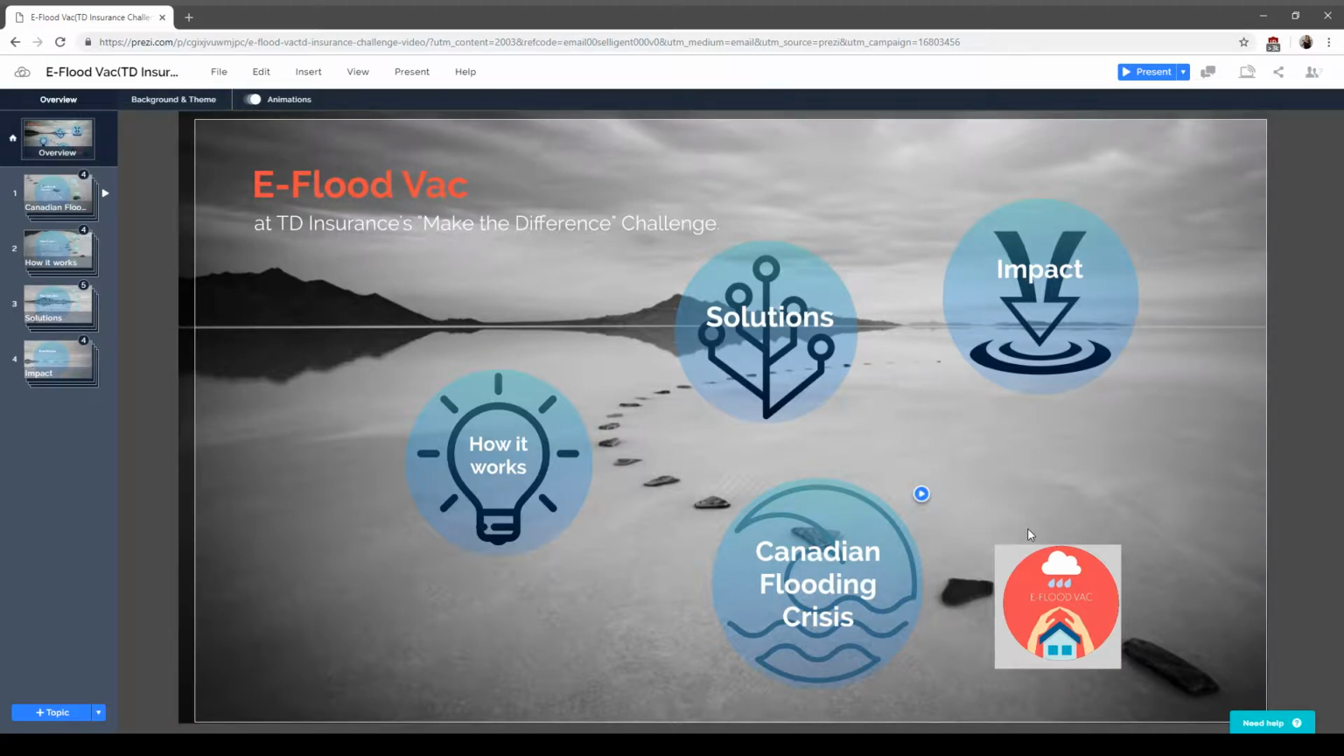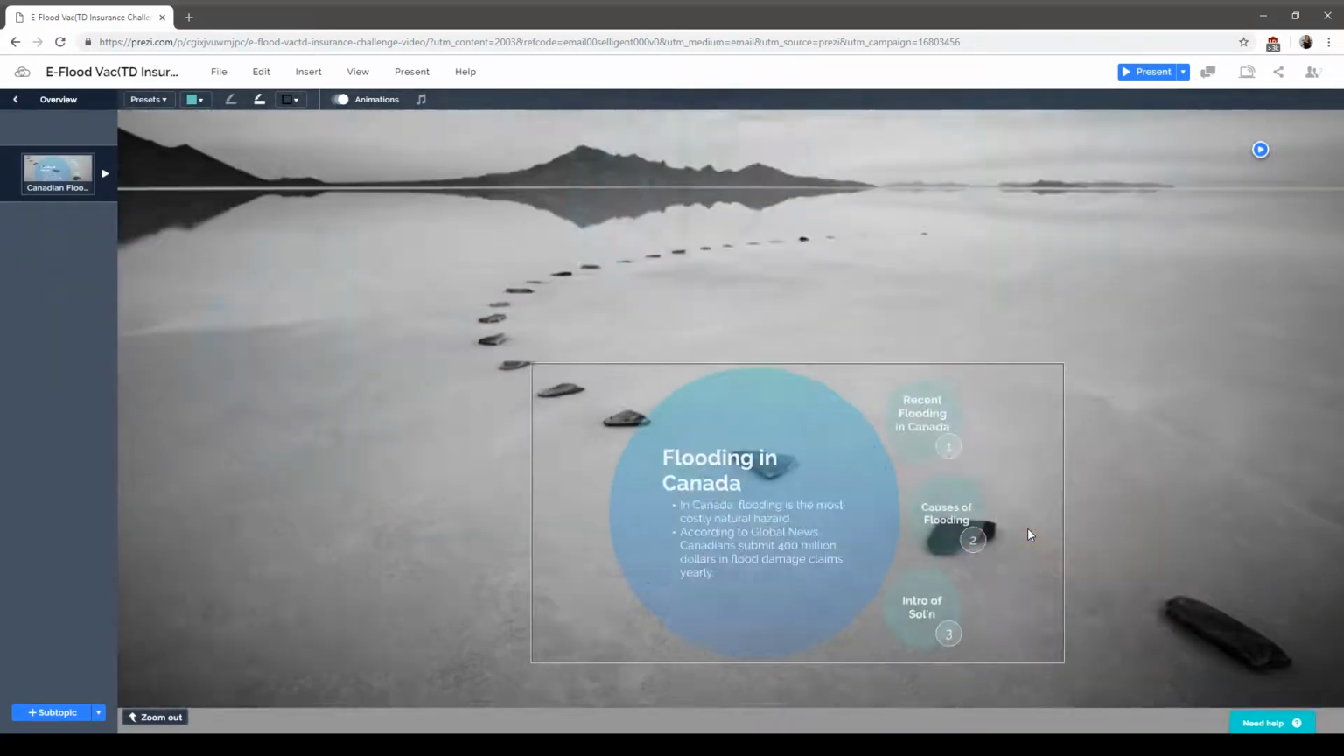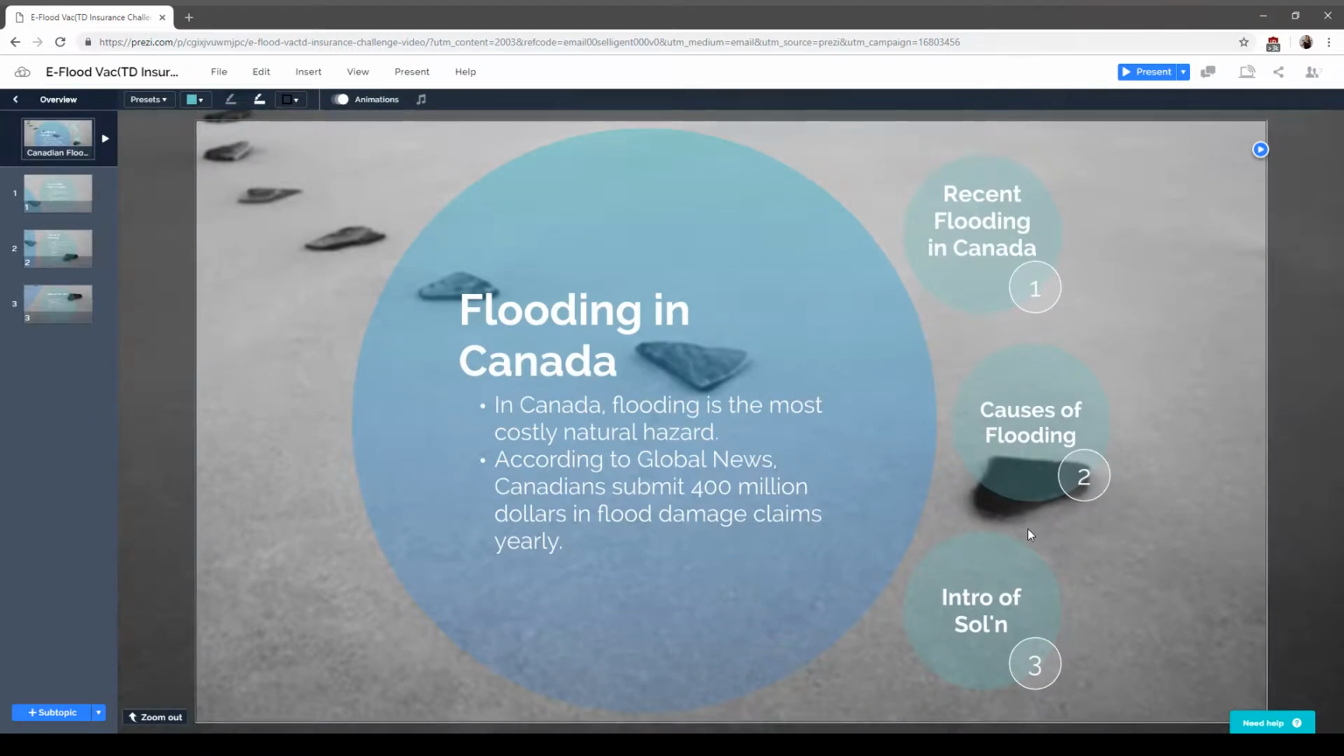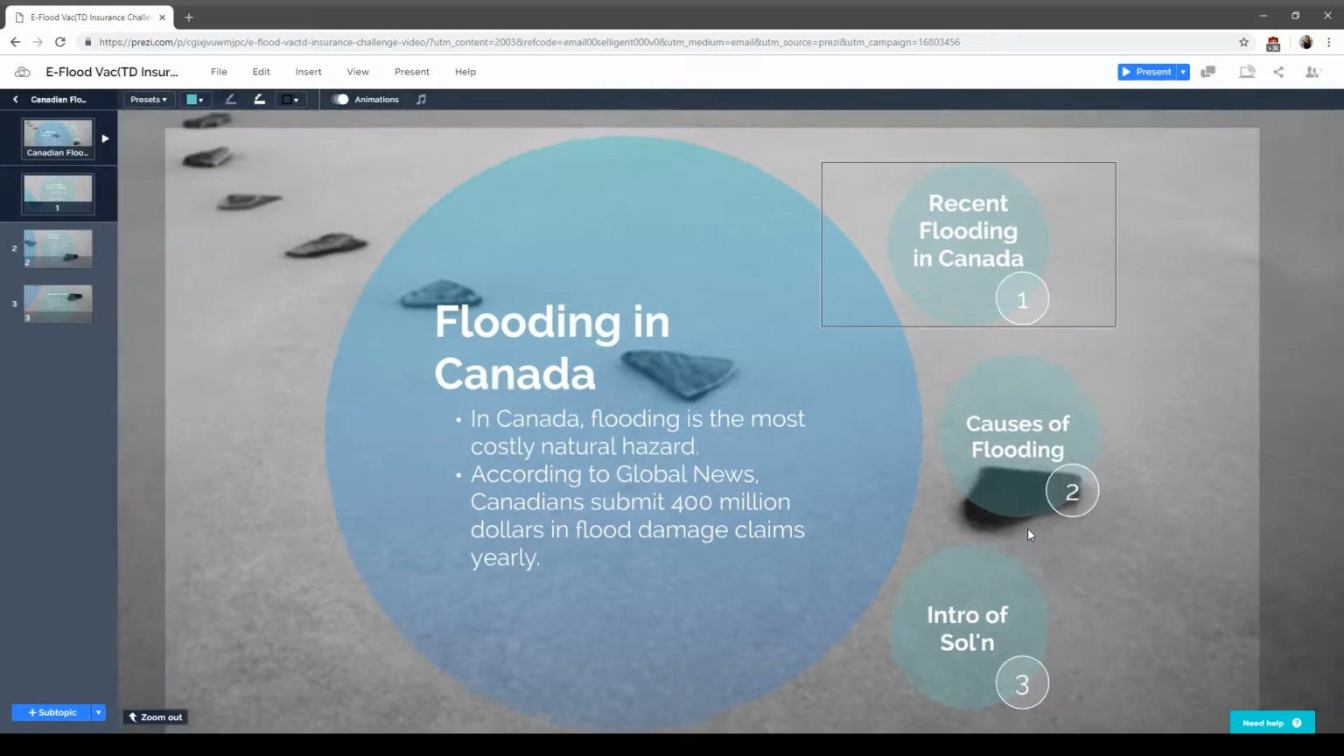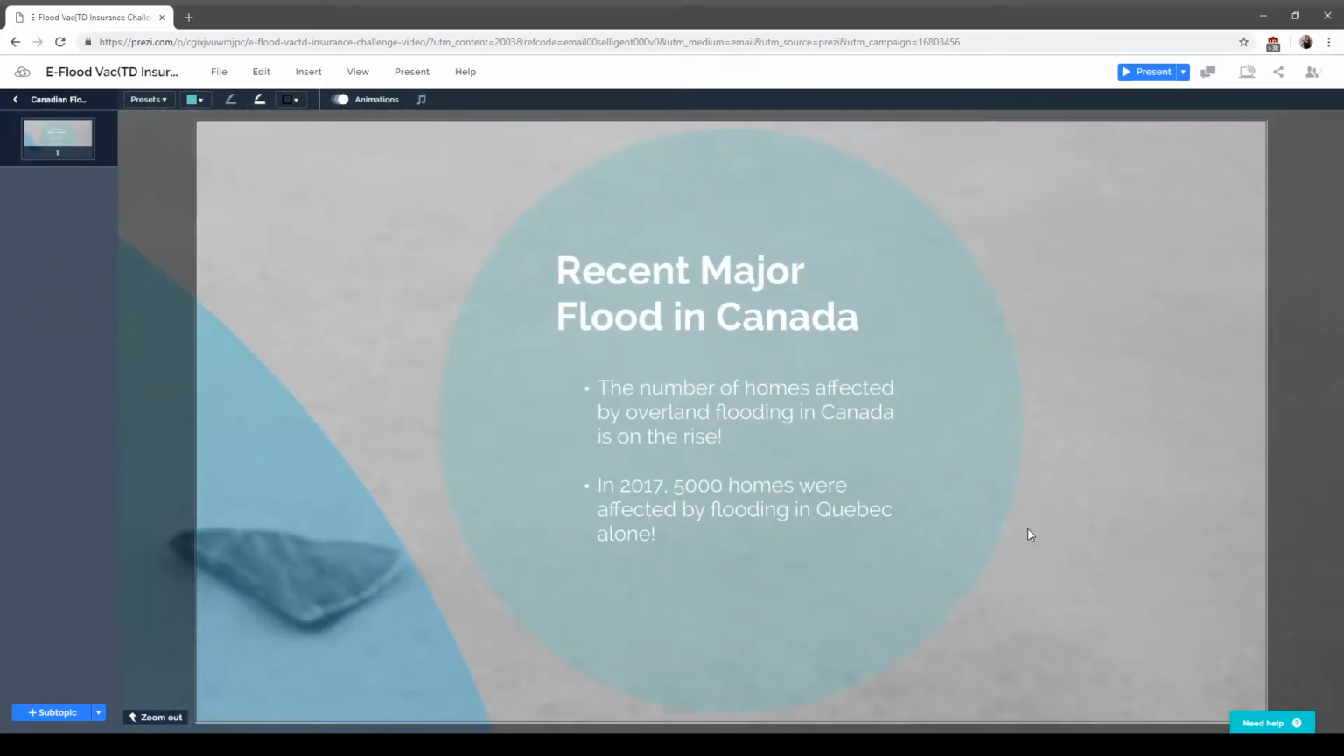Let's first talk about the Canadian flooding crisis. According to Global News, Canadians submit $400 million in flood damage claims every year. So, in Canada, flooding is the most costly natural hazard. In 2017, 5,000 homes were affected by flooding in just the province of Quebec.